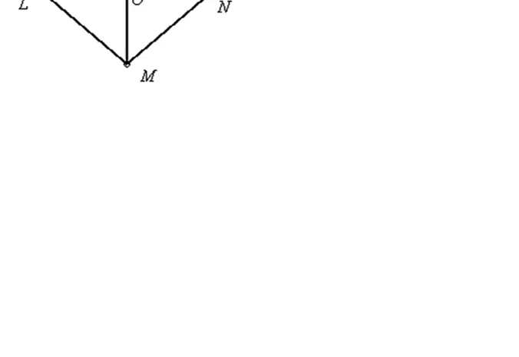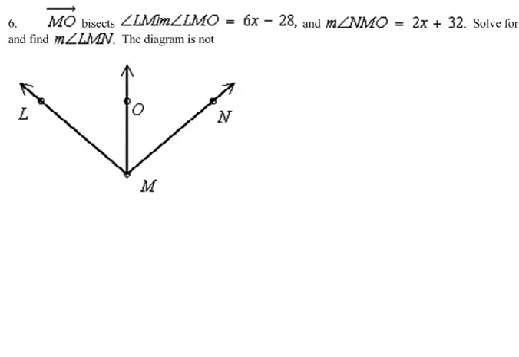And the last one, number 6, tells me that ray MO bisects angle LMN. It's a little bunched up right there. So this ray divides this angle into 2 equal parts. So if I need to, go ahead and mark that. Those are congruent. Now LMO is 6x minus 28, and NMO equals 2x plus 32.